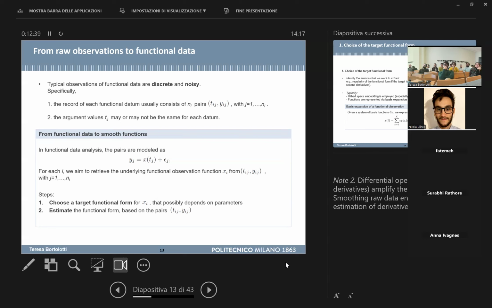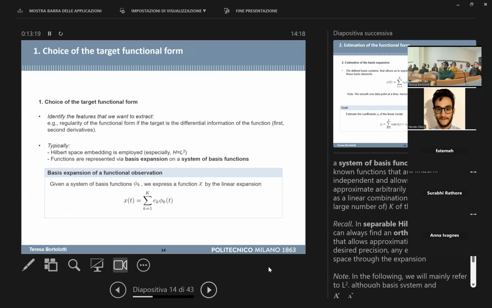So whenever we observe longitudinal observations that, again, are not necessarily all observed on the same grid, what we want to do is understand what the underlying function is. We assume that the longitudinal observations are noisy observation of an underlying function. And the steps to identify this function x underlying the data is, first of all, you need to choose a target functional form, and then you need to estimate the optimal function within the space of the target function.